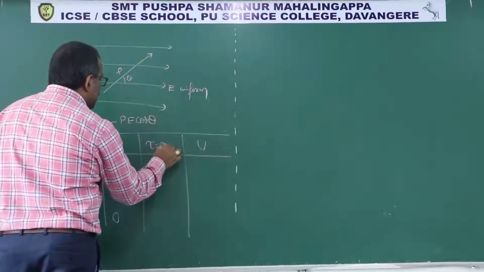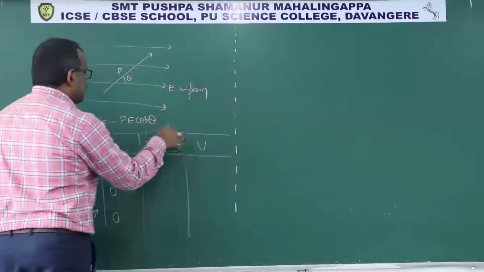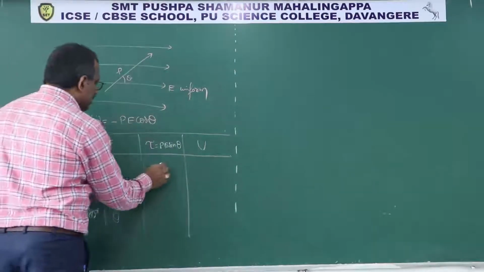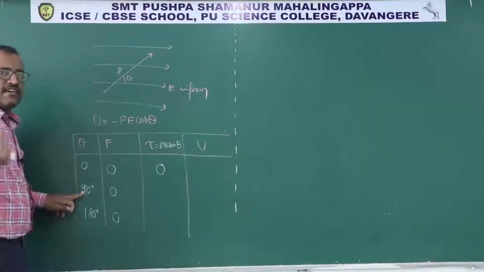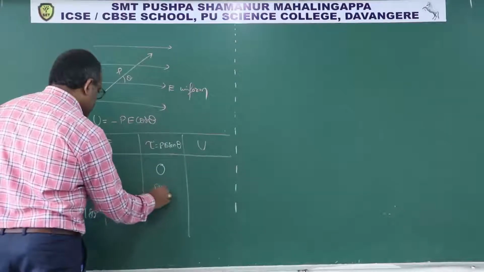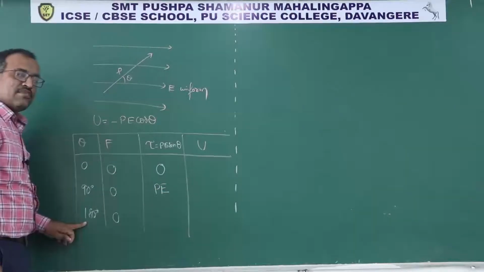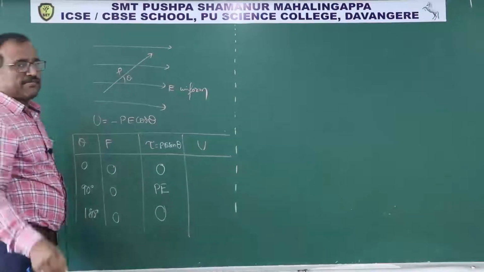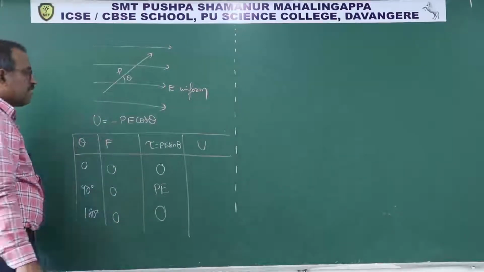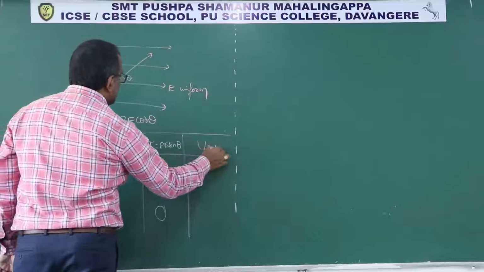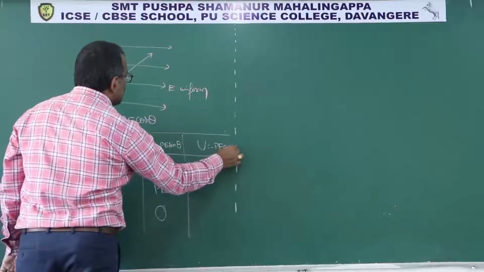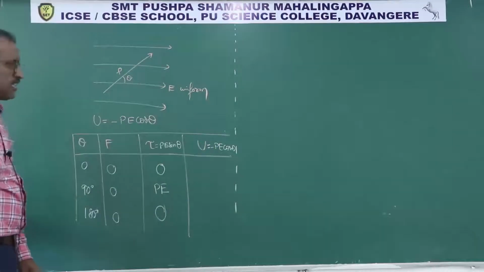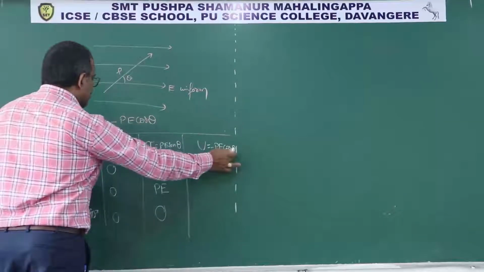Torque is P E sin theta. Right, son, P E sin theta. Sin 0 is 0, so 0. Sin 90 is 1. Sin 180, once again 0. So torque is maximum, that is P E. Coming to potential energy, which is minus P E cos theta.